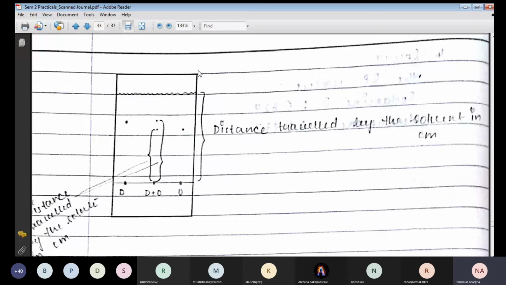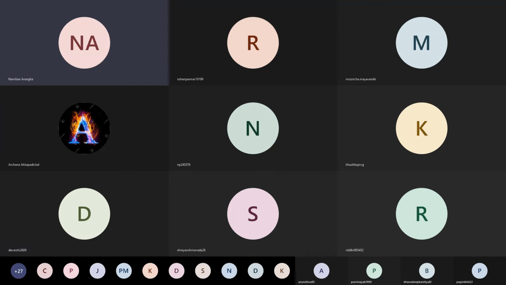Okay, then we can definitely go for the video where we can see the separation of drugs being done. So let us request Archana to share the screen.